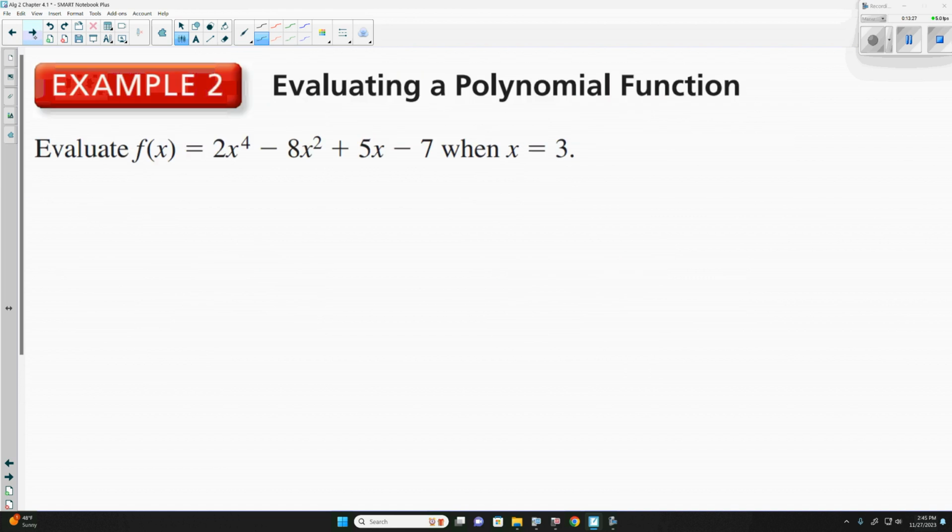Okay. Evaluate a polynomial function. So evaluate f of x equals 2x to the fourth minus 8x squared plus 5x minus 7 when x is equal to 3. If we wrote it in function notation, we would say f of 3. But really, we're replacing every x in the function with 3.